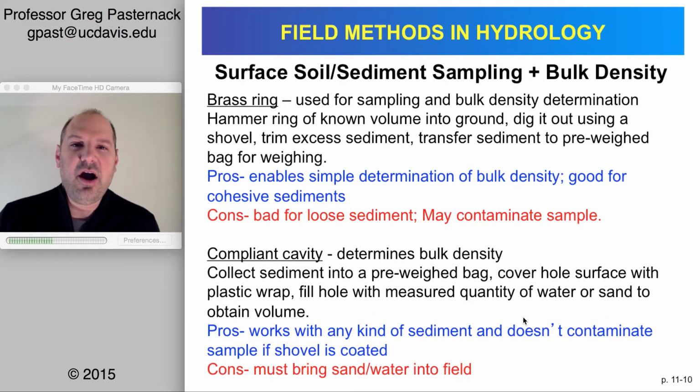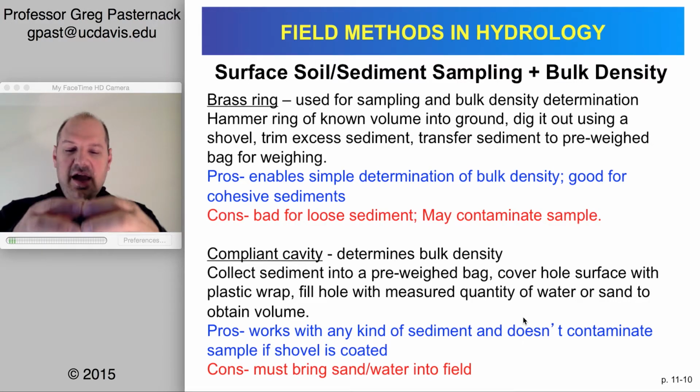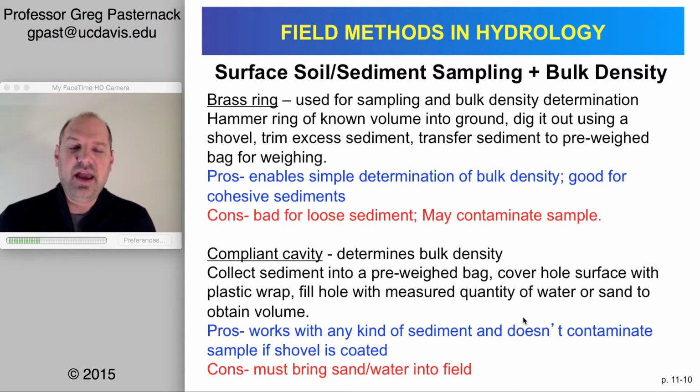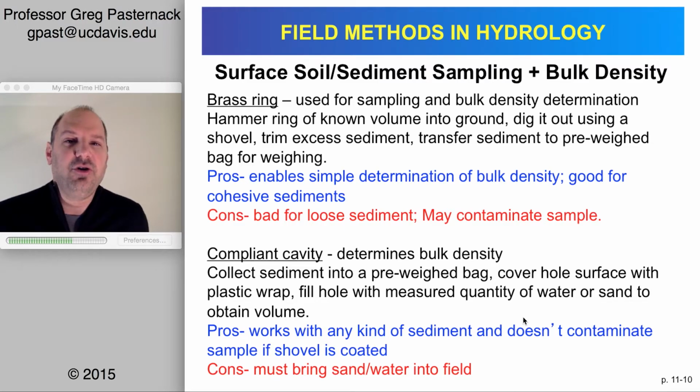For our homework number 2, you got to use the brass ring. So you just take a ring and then pound that into the ground. And if the material is at all cohesive, then you can collect that ring and really get a reasonably well preserved sample. It may experience some vibration, but you can try to do it as carefully as possible to retain the structure and integrity of that cylinder of sediment.